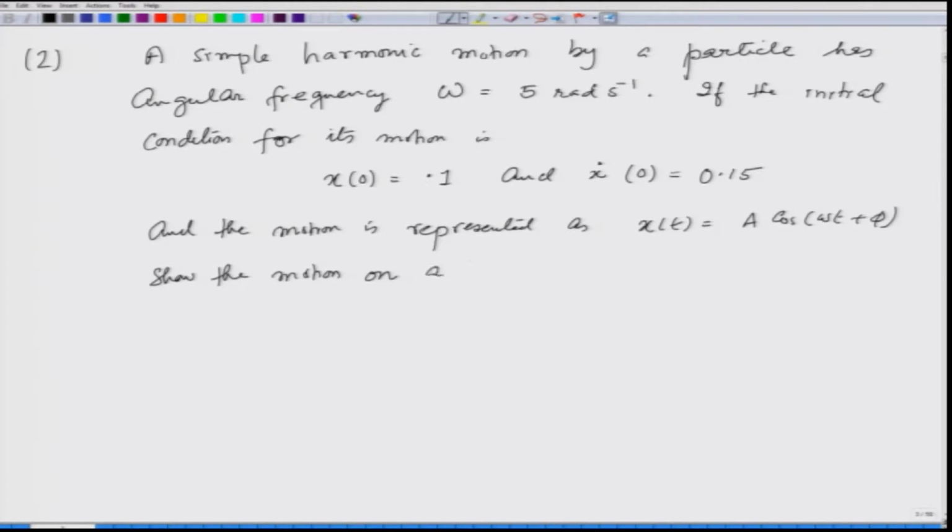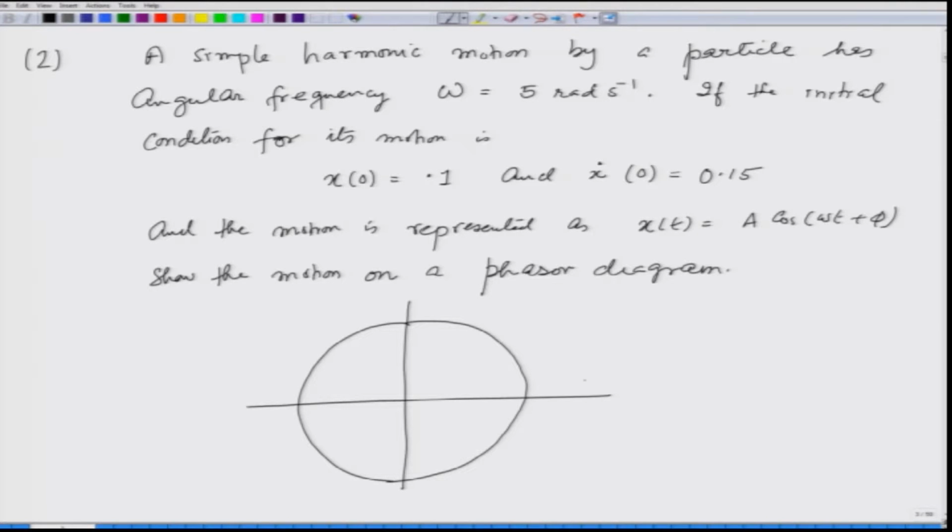show the motion on a phasor diagram. So, if I look at the phasor picture, what do I do in this case? I make a vector which is rotating like this, and its projection on the x axis gives me A cosine of omega t, where A is the radius or the amplitude of the motion.